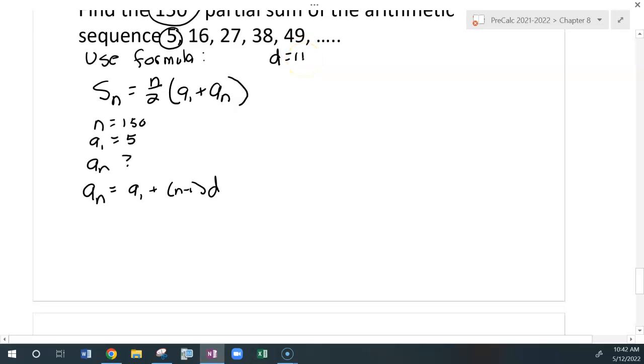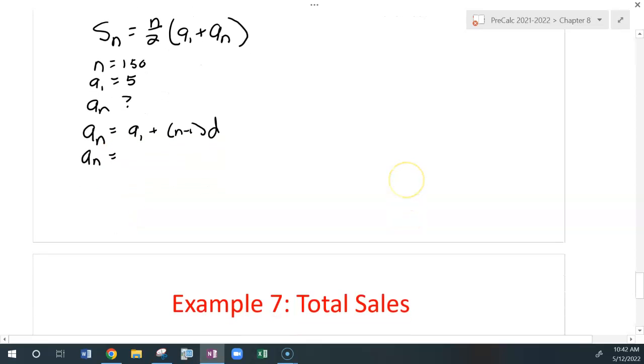So I'm just going to plug in. A sub n is going to equal a sub 1, which is 5, plus n minus 1, so 150 minus 1, times my common difference, which is 11. So put all that in your calculator. You get 5 plus 149 times 11, or 1,644.